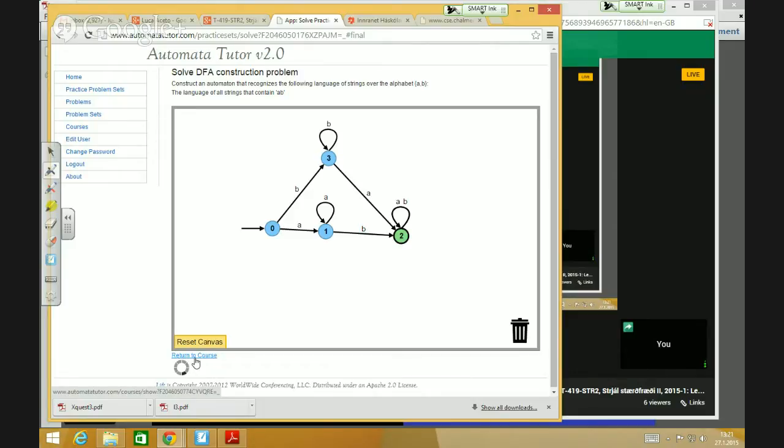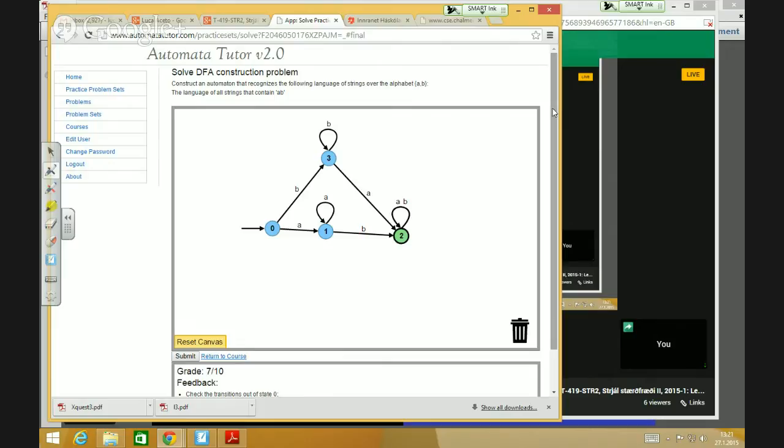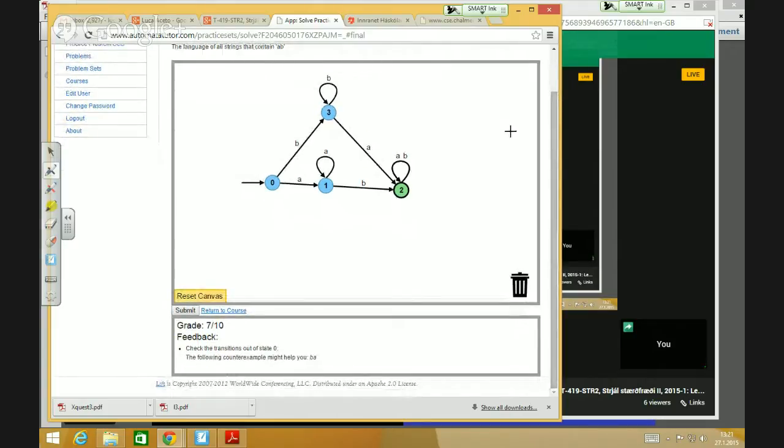Okay, so if the solution is correct, the Automata Tutor answers correct more or less straight away. But it's thinking, which means that the solution is not correct. But we get the 7 out of 10 from the Automata Tutor. And look at the feedback. It says, check the transitions out of state 0. The following counterexample might help. You accept B followed by A, which is not good. Okay? So let's remove state.